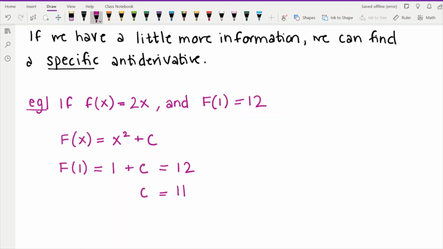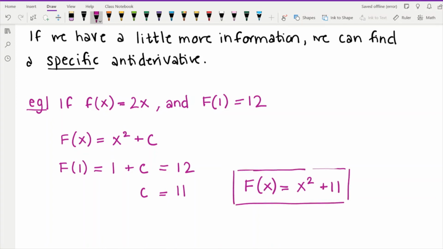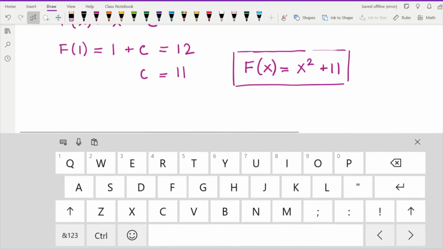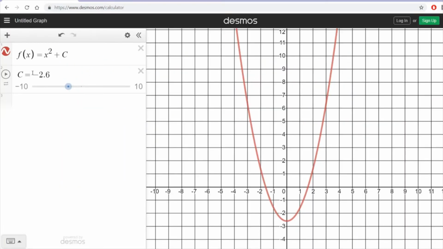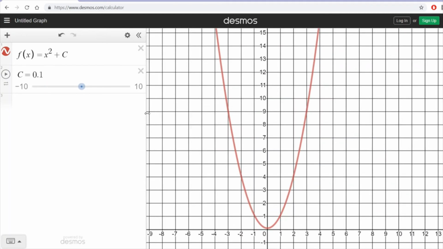And so in this case, we can be a little bit more specific, right? We can say that our antiderivative is not just x squared plus any number, it's specifically x squared plus 11. And so what's going on here, going back to this graph that we were looking at, is originally we were saying that our antiderivative could be any parabola like this, shifted anywhere. But now that we're given the extra information that f of 1 is equal to 12, that's giving us a specific point that must lie on the graph of the antiderivative.